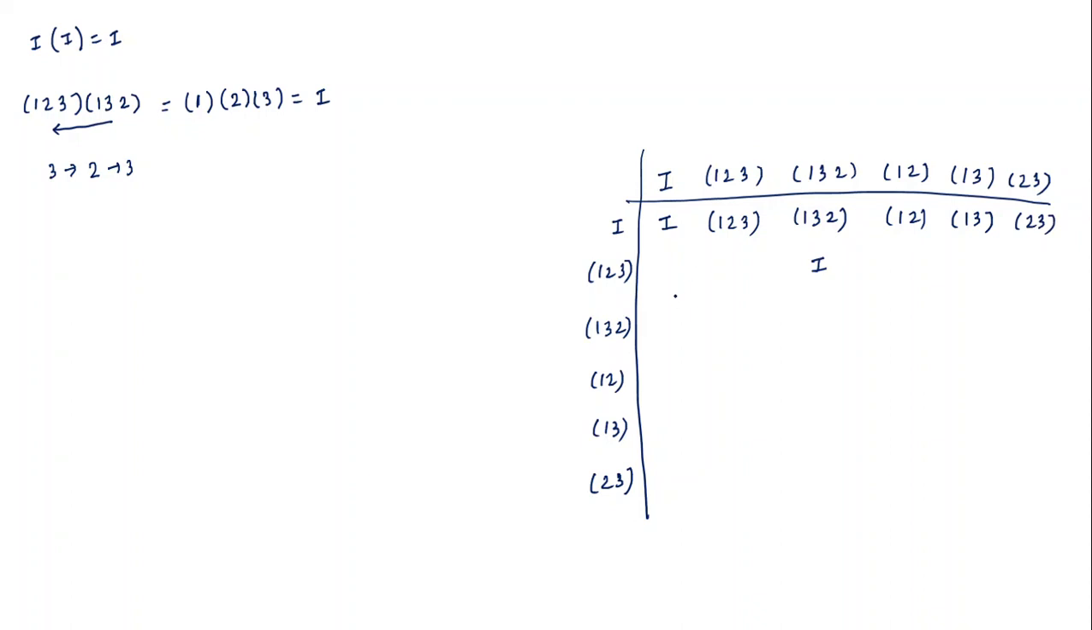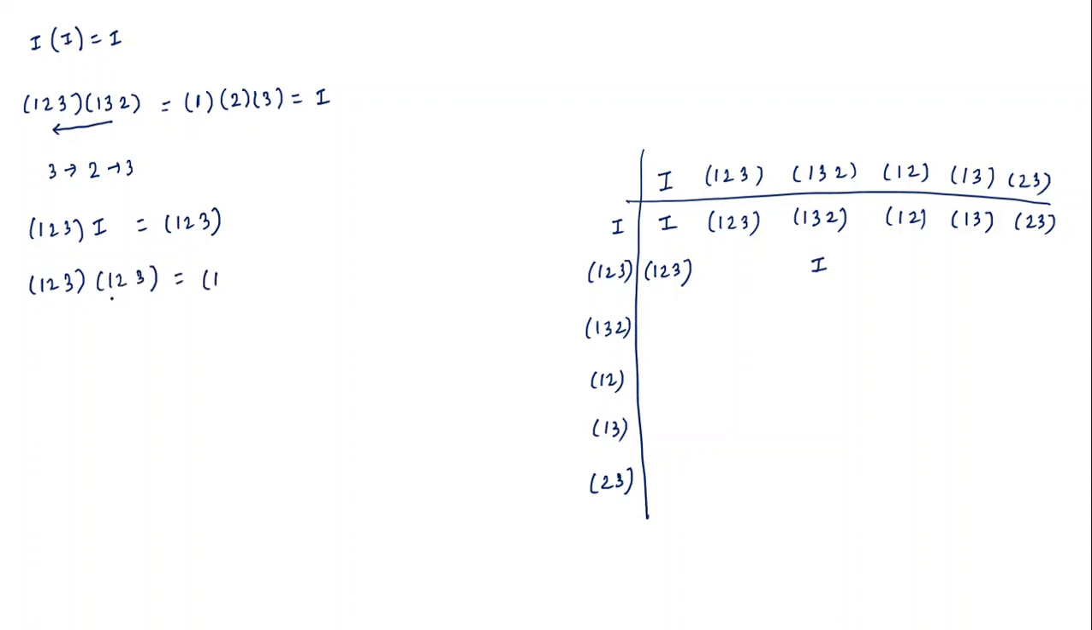You can operate and you can find them out. Now (1 2 3) with (1 2 3) will again give us (1 2 3). Alright, so here we will be having (1 2 3). Now let us see (1 2 3) with (1 2 3). What is it equal to?